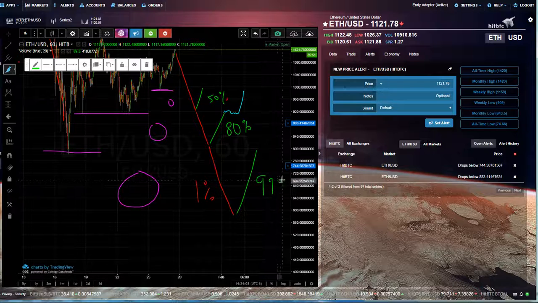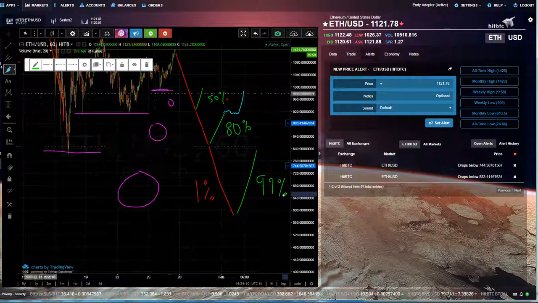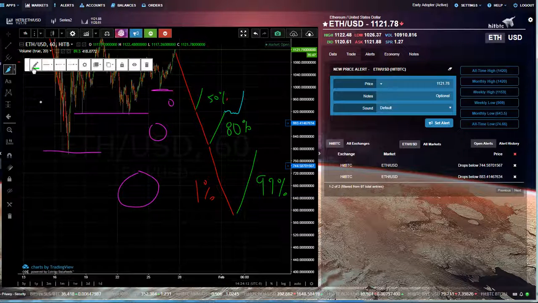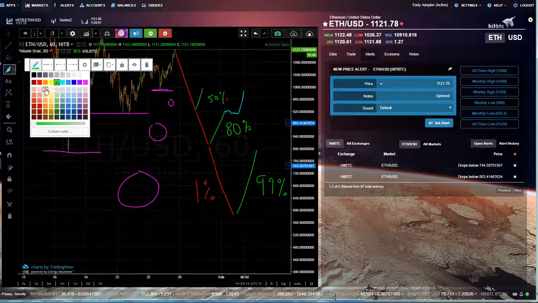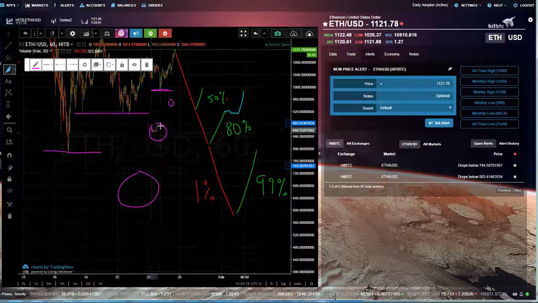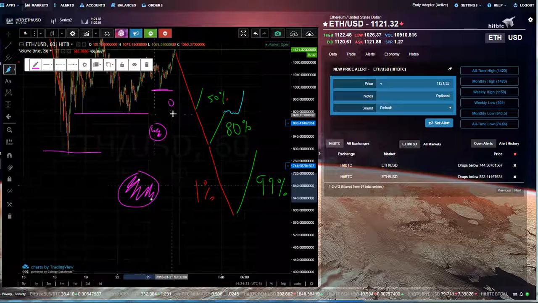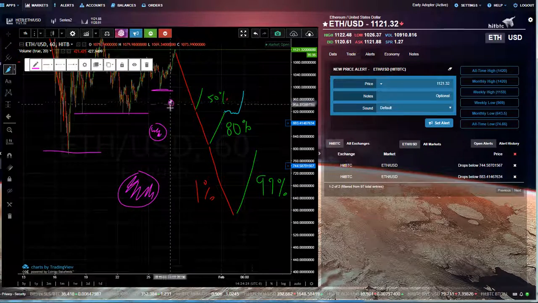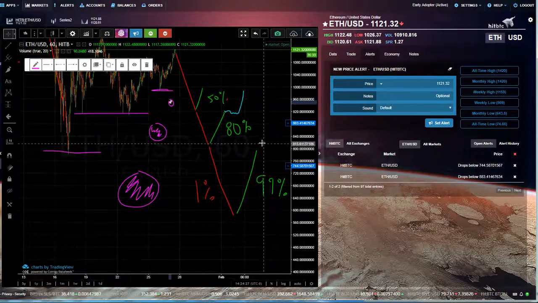99% chance of it bouncing back off of this. So, I mean, it's so easy to buy. It's so clear what you have to do. You just buy here, and you buy here, and you buy here. And what are the chances of you making all this money?